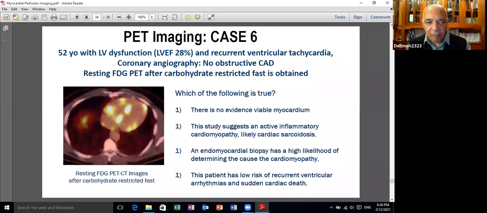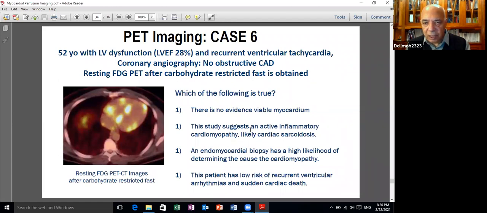So what is the inflammatory condition that is essentially basal and patchy? This is, of course, in a patient who has recurrent ventricular tachycardia and is not ischemic heart disease because the coronary arteriogram was normal. It points to the occurrence of sarcoidosis. So which of the following is true? There is no evidence of viable myocardium. This is not a viability study because there is no perfusion image.